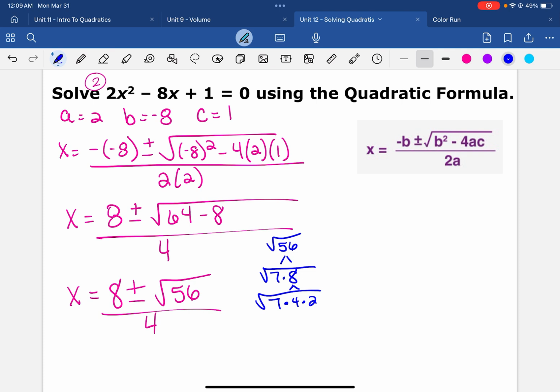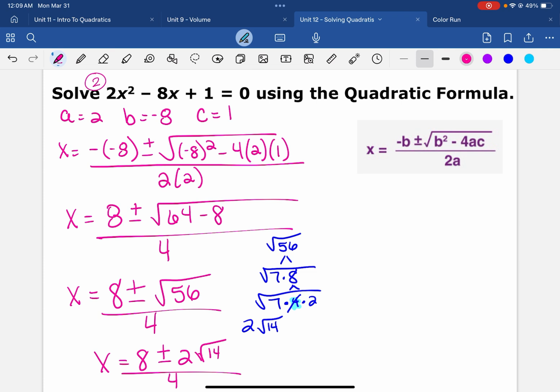Hopefully you recognize that 4 is a perfect square. So I could bring out the 4. That becomes a perfect square, the square root of that is a 2. And then I cannot break down 7 anymore. I cannot break down that 2 anymore. So we're just going to put it back together. 2 square root 14. So now I'm going to put that in place of square root of 56. So x is equal to 8 plus or minus 2 square root of 14 all over 4.